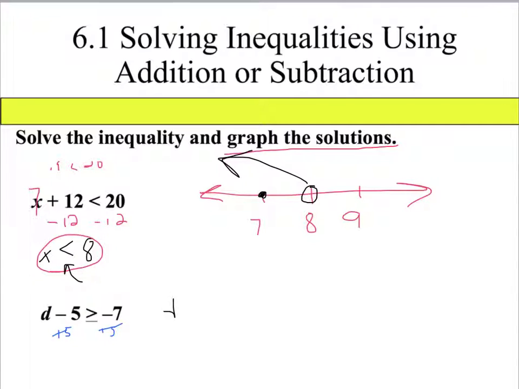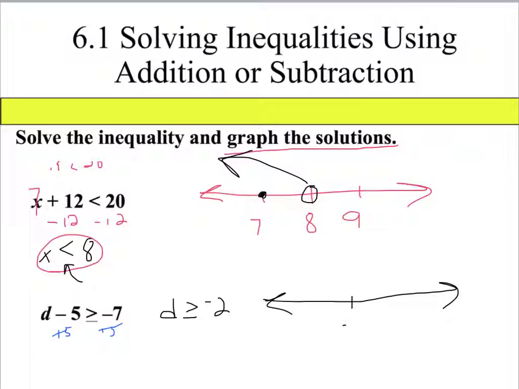So we have D, keep that symbol in there. D is greater than or equal to negative 7 plus 5, which is a negative 2. Dos negativo, negativo dos. Look at that. We're speaking Spanish and math? Oh my goodness. Okay, so now we have a negative 2.